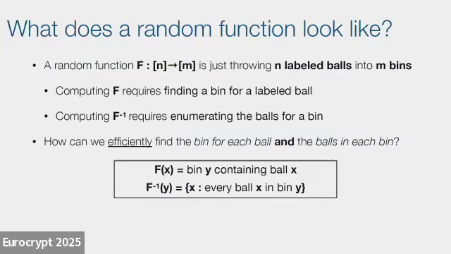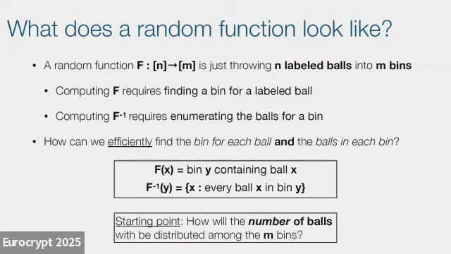Okay, so I'm going to start with just talking about what a random function looks like, and I'm going to model it as throwing labeled balls uniformly into im bins. So in is my domain, and im is my range. Computing the forward direction amounts to finding a specific bin for a labeled ball. So I ask you, which bin did ball 5 land in? And computing the inverse is enumerating all the balls that landed in that bin. So we want an efficient evaluation of both of these.